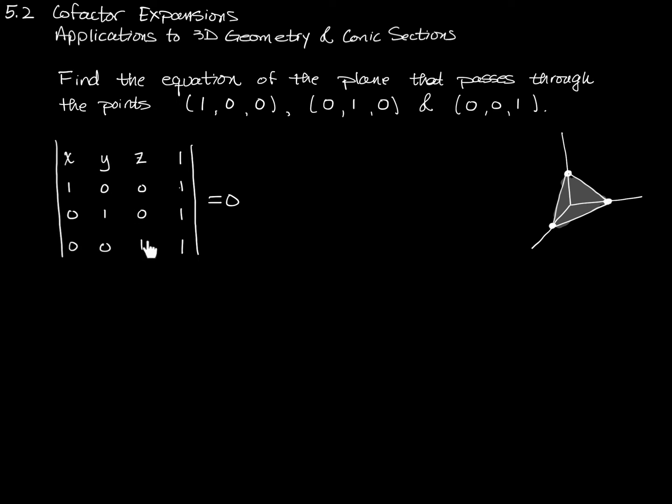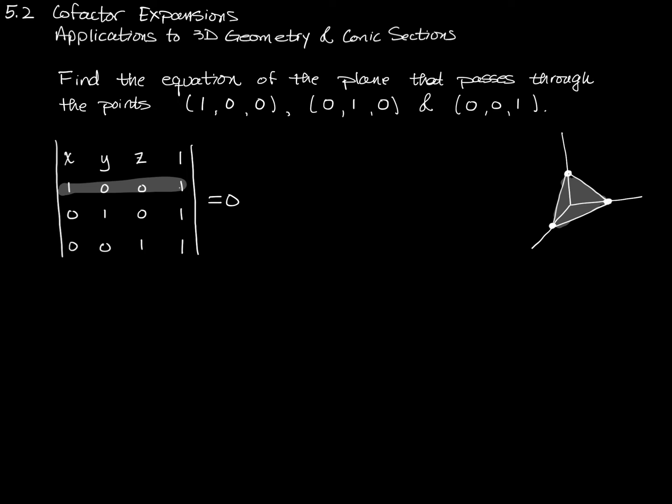I think I could also use column 4. There's nothing wrong with that, but I'll have 4 subdeterminants to compute. If I do use a row, I'll only have 2. So I'm going to go ahead and use this one here. I'm going to use row 2 for my coefficients.